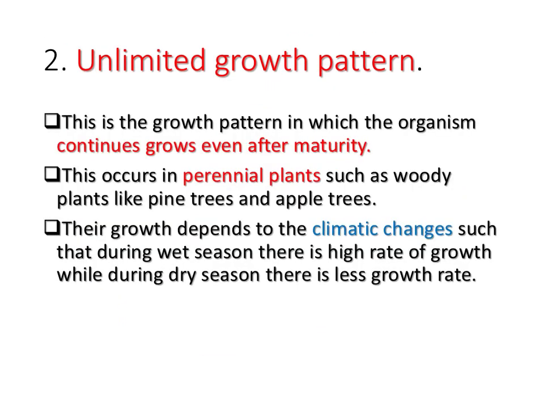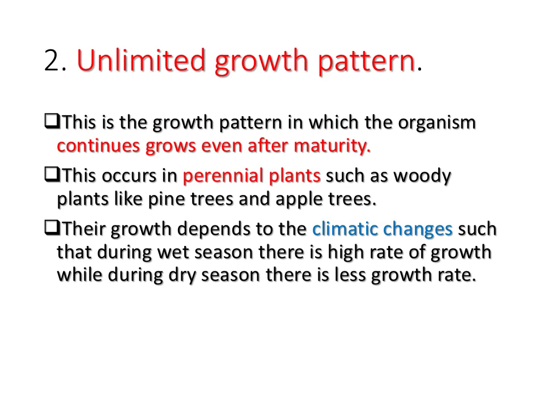Unlimited growth pattern. This is a growth pattern in which the organism continues to grow even after maturity. It occurs in perennial plants such as woody plants like pine trees and apple trees and some other kinds of perennial plants. Their growth depends on the climatic change, such that during the wet season there is a high rate of growth, while during the dry season there is a lower growth rate.